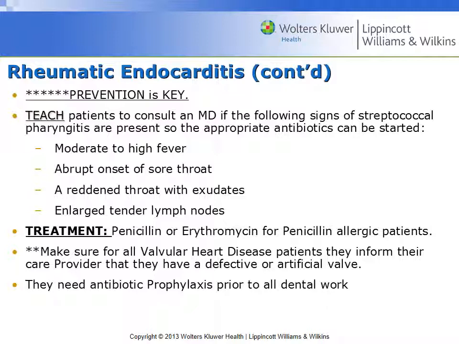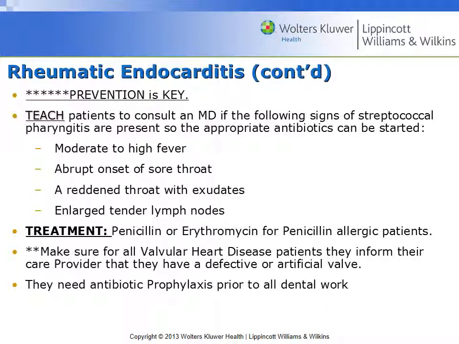Teach patients to consult a medical doctor if the following signs of streptococcal pharyngitis are present so that the appropriate antibiotics can be started: moderate to high fever, abrupt onset of sore throat, a reddened throat with exudates, and enlarged tender lymph nodes. And unfortunately, many patients, because the signs and symptoms of streptococcal pharyngitis are similar to tonsillitis and other types of sinus infections, these infections often go untreated and can be a big problem.